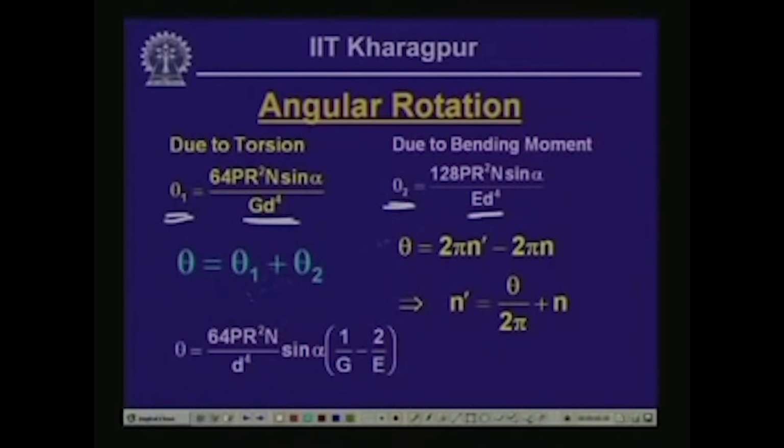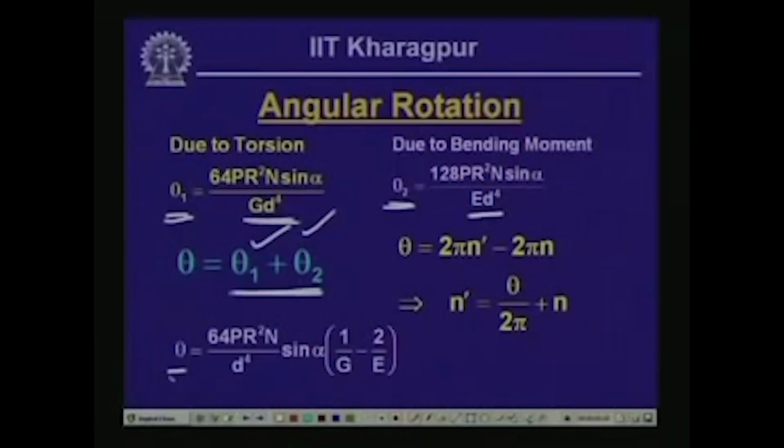Now, algebraically we add them up, theta 1 plus theta 2, but as you have noticed, because of the twisting moment, the angular rotation will have a clockwise movement which will try to increase the number of winds, and in case of bending it will have an anti-clockwise movement, and that will try to unwind the spring. So, the final angular rotation with respect to the top will be the difference between the two, theta 1 minus theta 2, which is 64 P R square n by d to the power 4 sin alpha times 1 by G minus 2 by E.